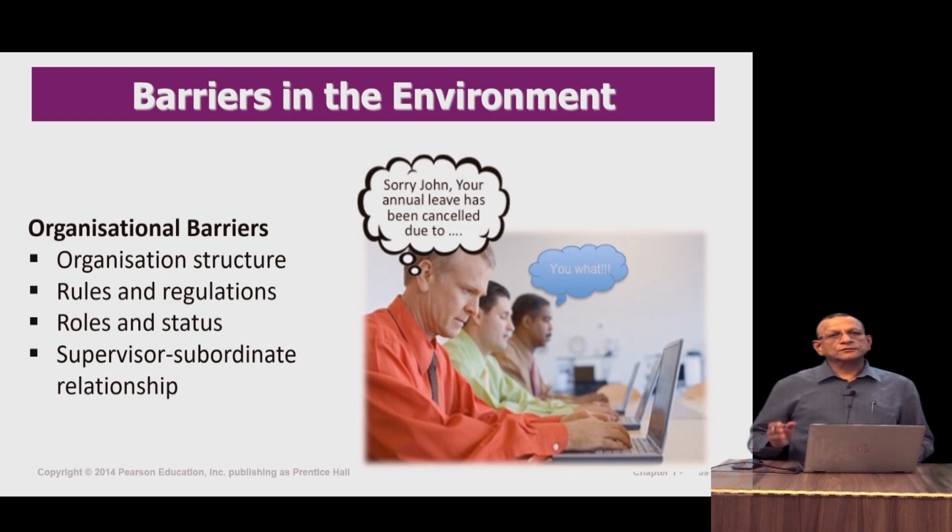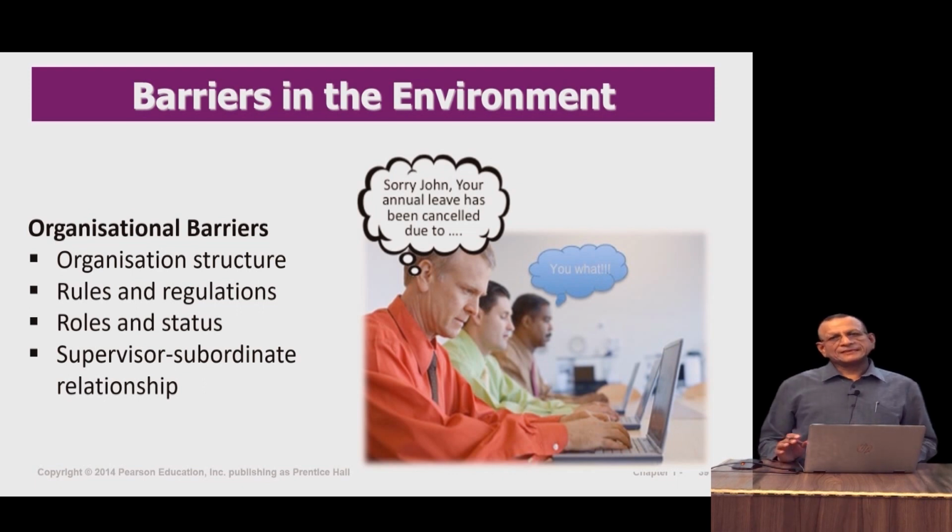This will be based on certain rules and regulations, or if you want to talk to your boss or maybe the boss of your boss, then you need to seek permission of your boss. This is an organizational barrier imposed by rules and regulations. Third one is roles and status. Who is allowed to communicate with whom? Whose role is it to share information? So these aspects are also being treated as organizational barriers.